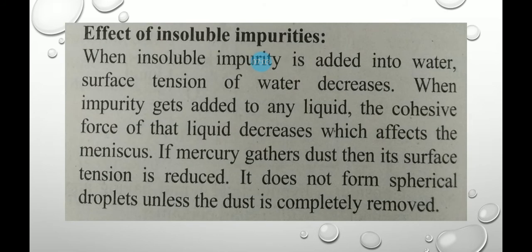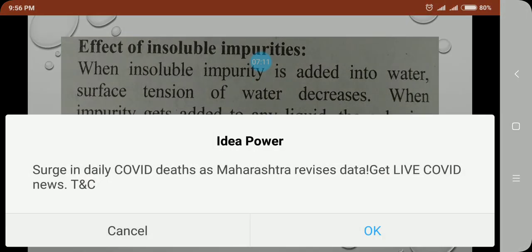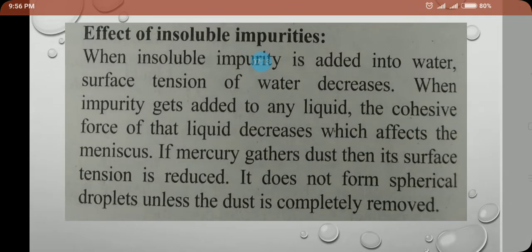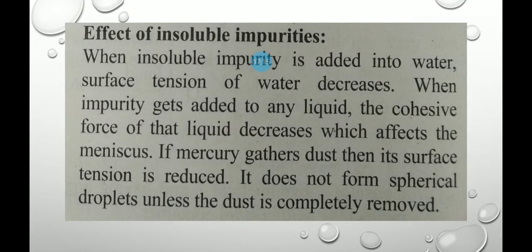Then, effect of insoluble impurities. When an insoluble impurity is added into water, the surface tension of water decreases. When an impurity gets added to any liquid, the cohesive force of that liquid decreases, which affects the meniscus. If mercury gathers dust, then its surface tension is reduced. It does not form spherical droplets unless the dust is completely removed.